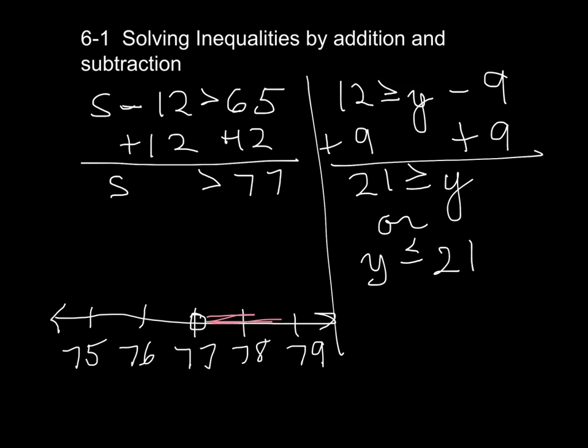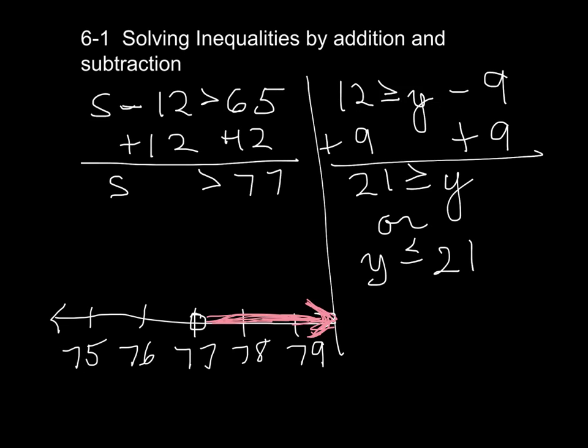Okay, so I would shade everything to the right because s isn't just 77. Matter of fact, s can't be 77. S has to be greater than 77. That's why we show an open circle, because the solution is not 77. It has to be a number greater than that. So I would shade the number line to the right for all numbers that are greater than 77.